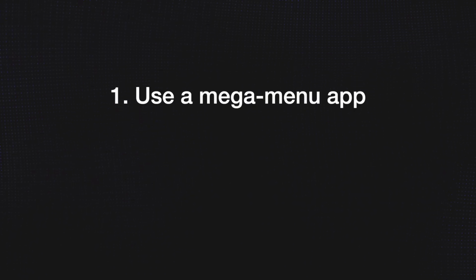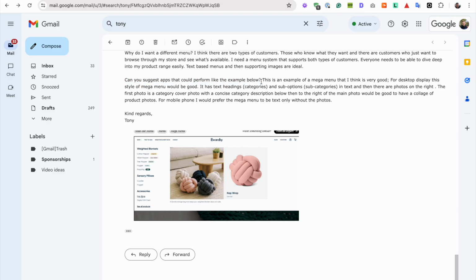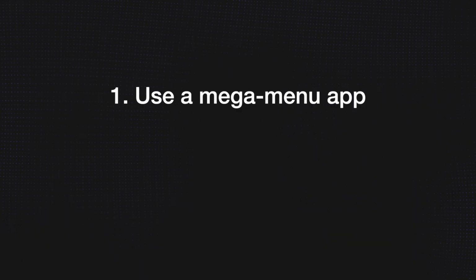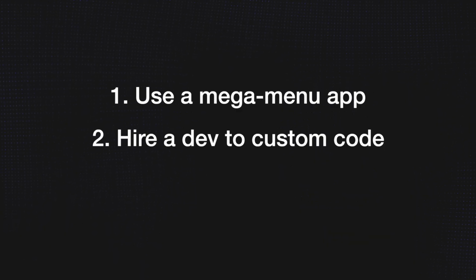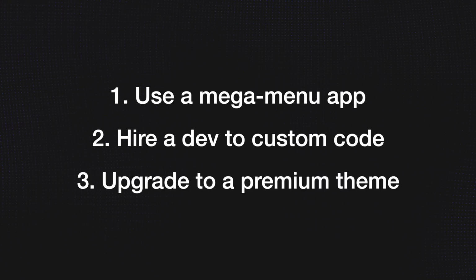There are a few apps that do mega menus that I'll show you later. And this is what Tony asks about. Can you suggest apps that could perform like the example below? Personally, I don't like to use apps that much for the mega menu, and I'll tell you why. But yeah, the other options would be to custom code, to hire a developer to custom code something. And the third option is actually to switch to a different theme with a better menu. That might also be the option that makes the most sense for you.